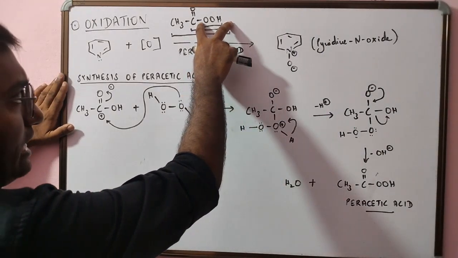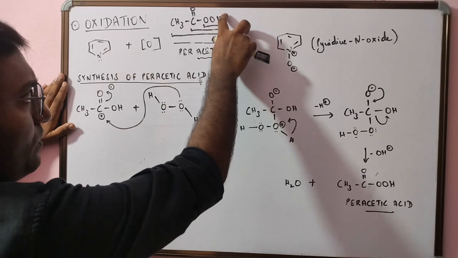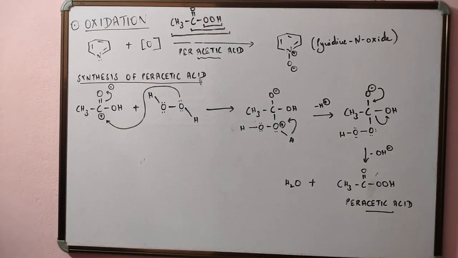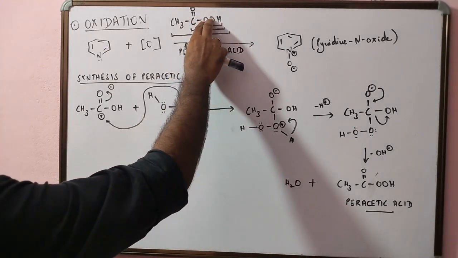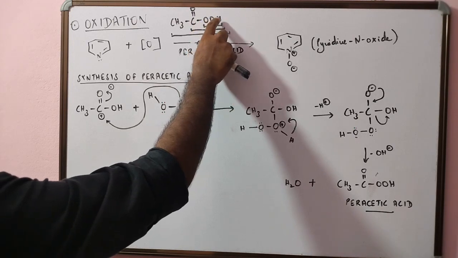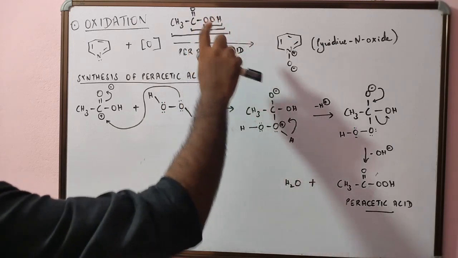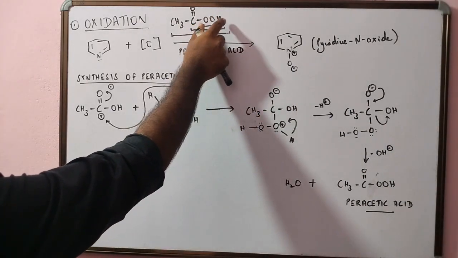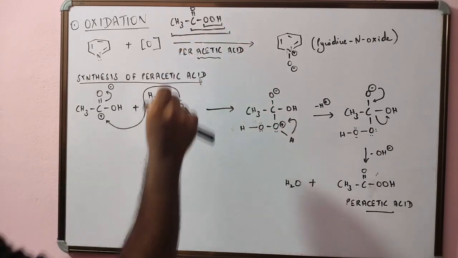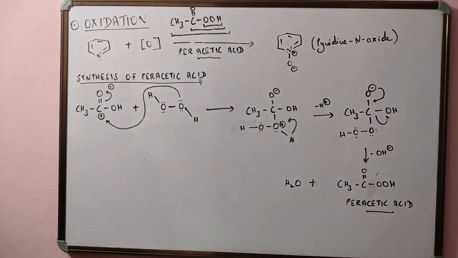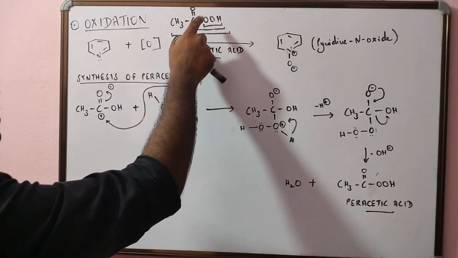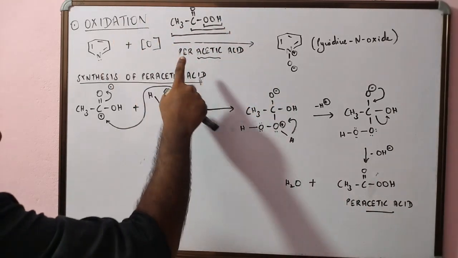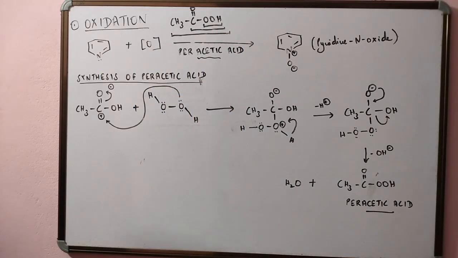Number 1. What is peroxy acid? Peroxy acid is referred to as this group, OOH. It is a very strong acid because the combined electronegativity of two oxygen atoms easily knocks out an H plus from the molecule. This group, the COOH, is referred to as the peroxy derivative of carboxylic acid, and the molecule as a whole is the peroxy derivative of acetic acid, or peracetic acid.